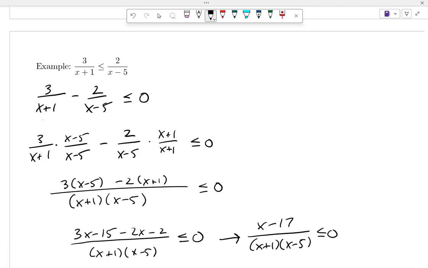But moral of the story, if you've got two things that are apart like this, you're going to have to combine them using a common denominator.